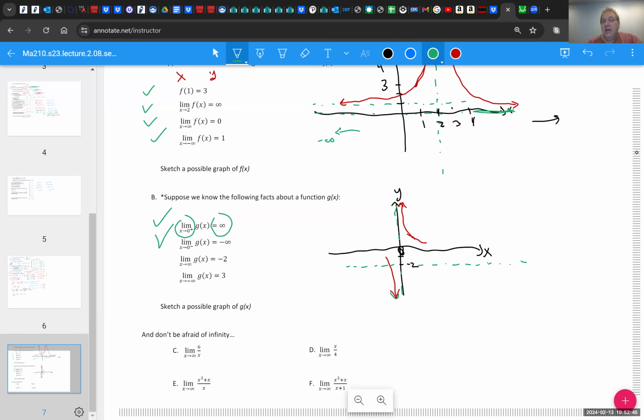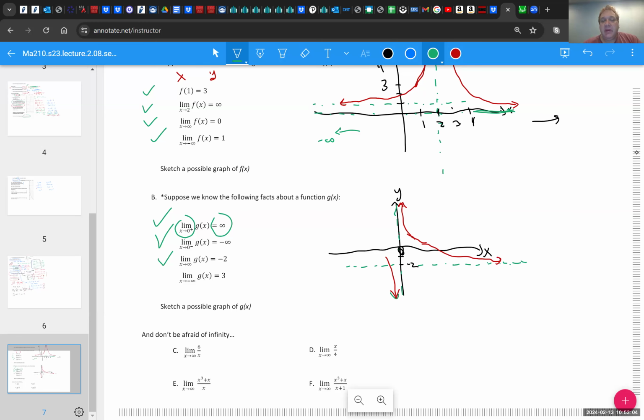I can see what's happening. The x value is getting closer to infinity, and the y value is getting closer to negative 2. So I can do that by going down to negative 2 and putting a little arrow saying, oh yeah, it continues to get closer and closer and closer to this dotted green line here. So that's the third criteria.